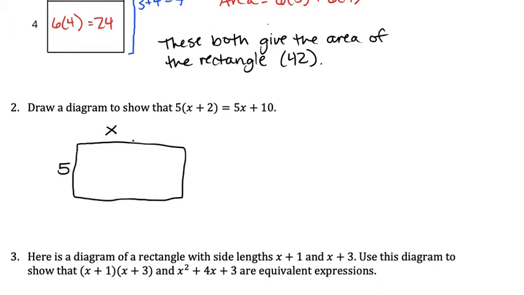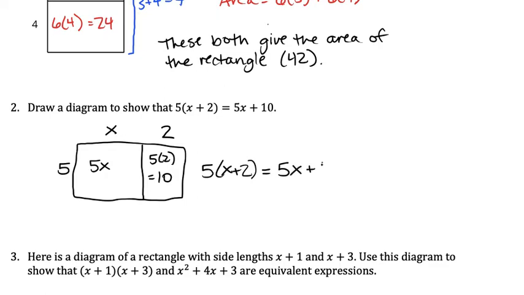Now I'm going to break the rectangle into two parts along this side. One is going to be x and the other one is going to be 2. And now I can find the area of each box and then add them together. So this box is going to be 5x. This box is going to be 5 times 2, which is 10. So this shows that 5 times (x plus 2) equals 5x plus 10.